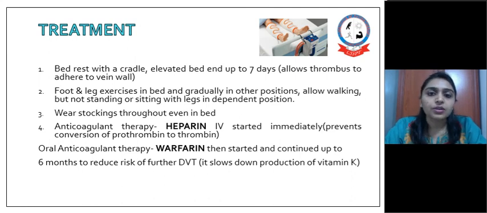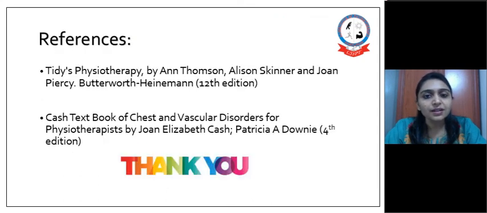The treatment option can be, if we localize the site, anticoagulant therapy. We can give heparin intravenously immediately once we find out the site, which will prevent conversion of prothrombin to thrombin, thus preventing further thrombus formation as well as helping to dilute it. It should be followed by oral anticoagulant therapy, that is warfarin, for at least up to 6 months after the DVT has been diagnosed.